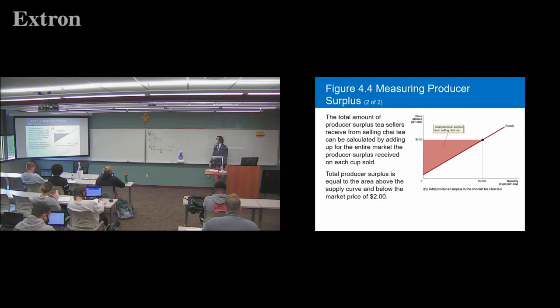A lot of times students trip up and they mark this as the producer surplus. Because of geometry, if the supply curve starts at zero, they'll be equal to each other, but in this case, they're not going to be equal to each other. So anyway, this is not the producer surplus. Remember, it's right here, right underneath the consumer surplus.